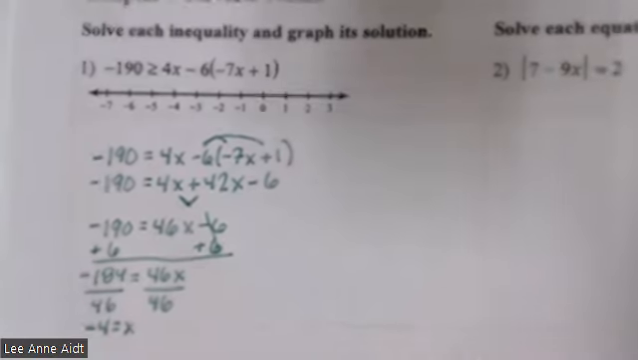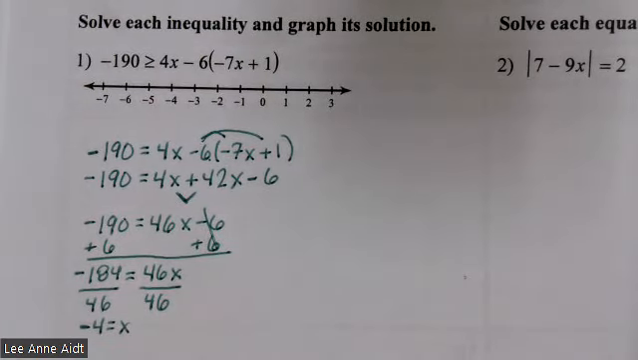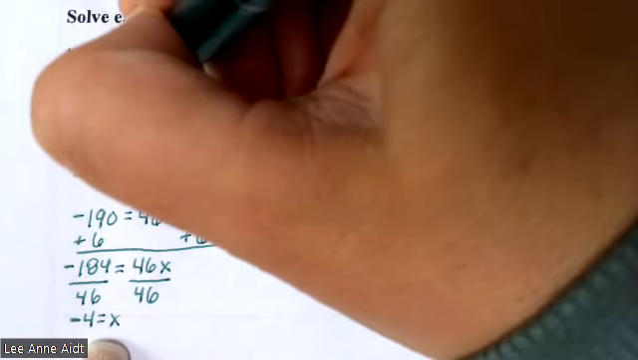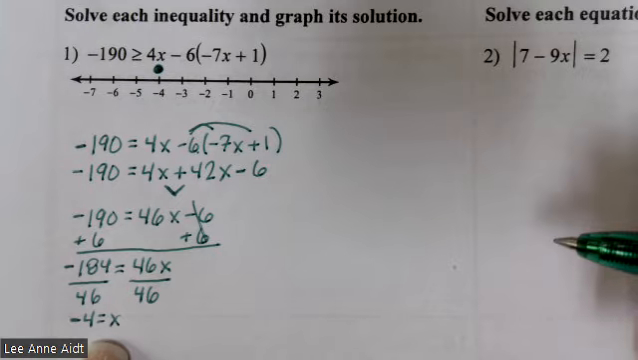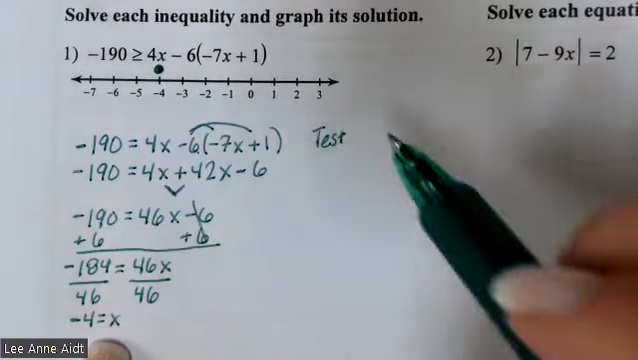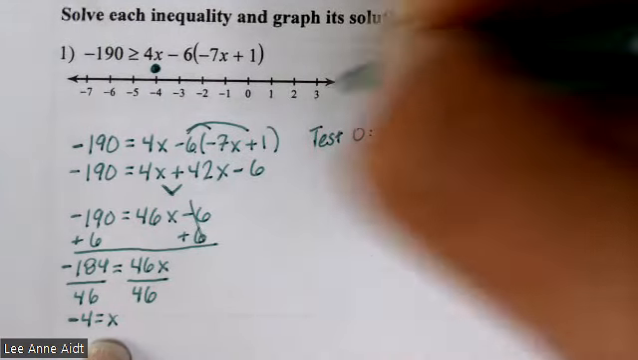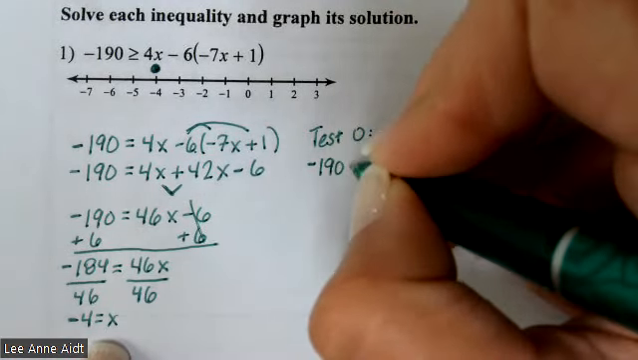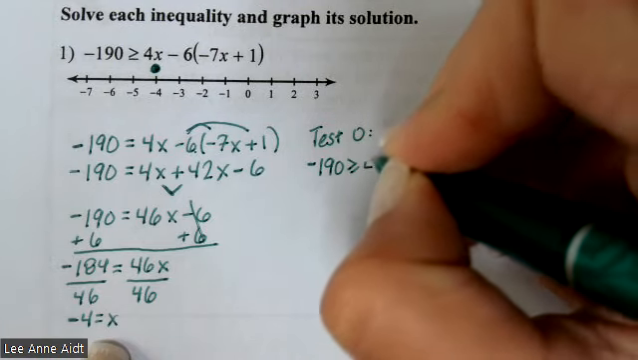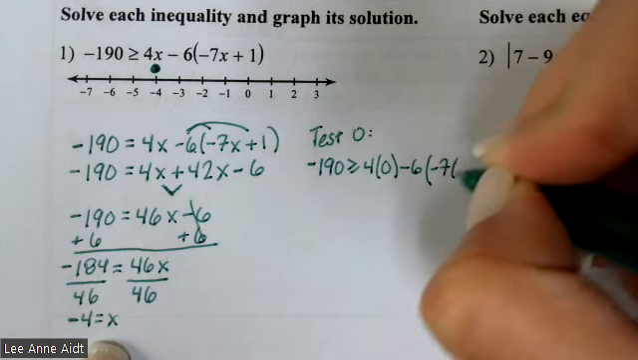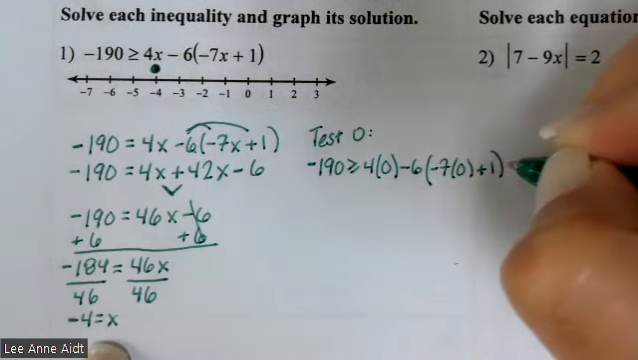Step 1, pretend it's equals. In that particular case, step 1 was long. Step 2, plot the point on the number line, either open or closed. Is this one going to be open or closed? Closed. Step 3, test something that's not where you put the dot. I'm going to put 0 because it's easy. So negative 190 is greater than or equal to 4 times 0 minus 6 times negative 7 times 0 plus 1.